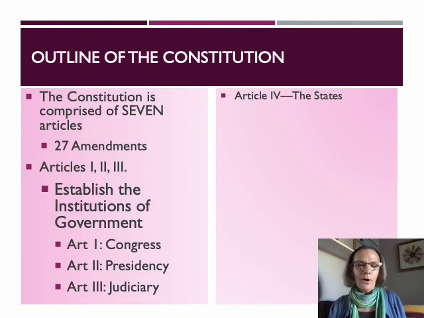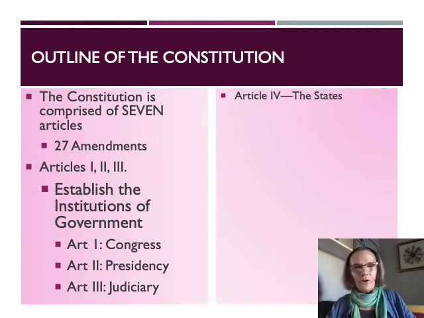So what are the other articles? Article 1, Congress. Article 2, presidency. Article 3, the judiciary. What about the other articles? Well, Article 4 is an article that we're going to get into next week when we learn about the concept of federalism. Federalism is this power-sharing relationship between the national government and the states.